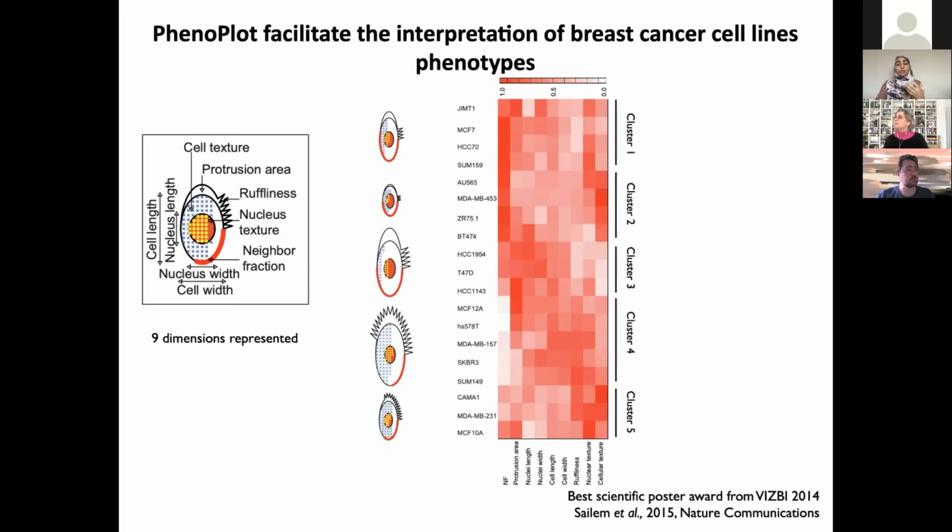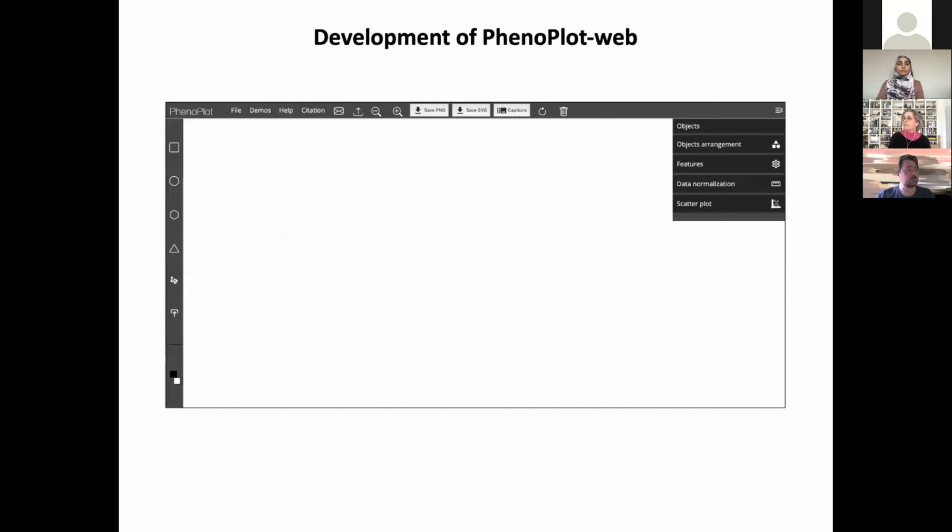And this gives us a more intuitive way to look at the data and understand what these different phenotypes, based on a large number of measurements, mean. The original version was in MATLAB. So now we developed a web-based app that's still not publicly available. We hope that we can release it this month. Basically you can upload your data, add multiple objects, choose the shape depending on the shape you want, and then customize the features you want to map to these objects.